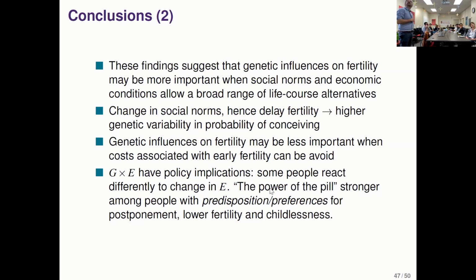And as a reflection, I think these results suggest that genetic influences on fertility may be more important when social norms and economic conditions allow a broad range of life course alternatives. So we have the technology for being married, having sex, but not necessarily having children. Women might choose to postpone their fertility to go to school, to participate in the labor force.